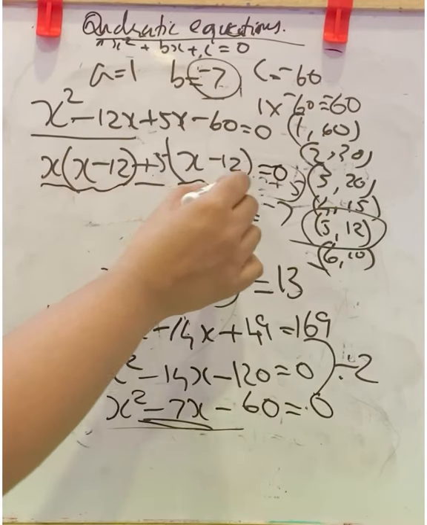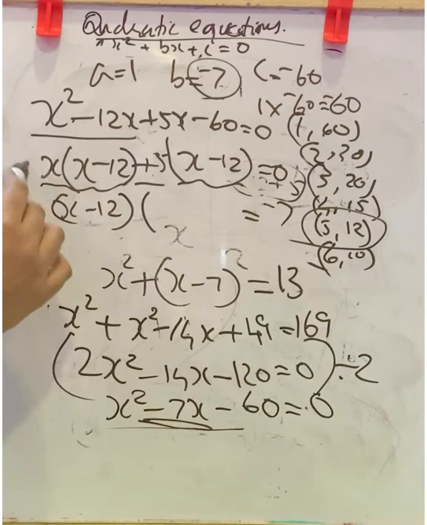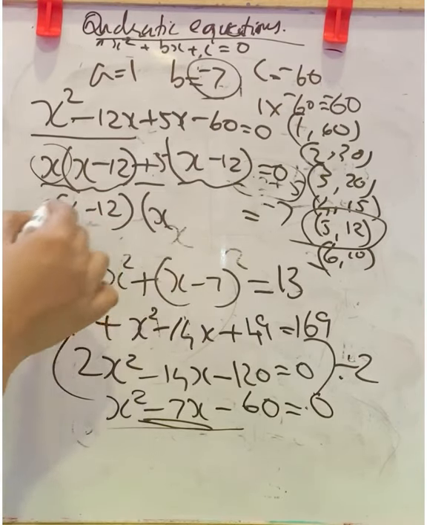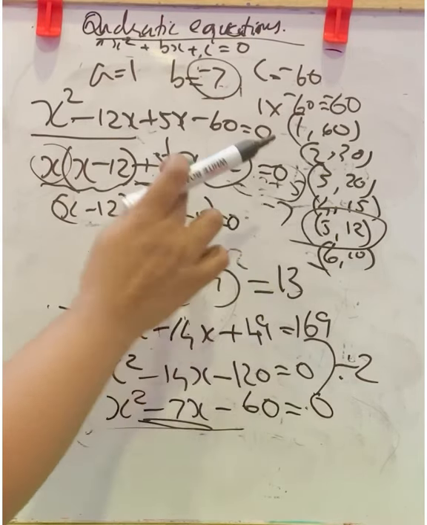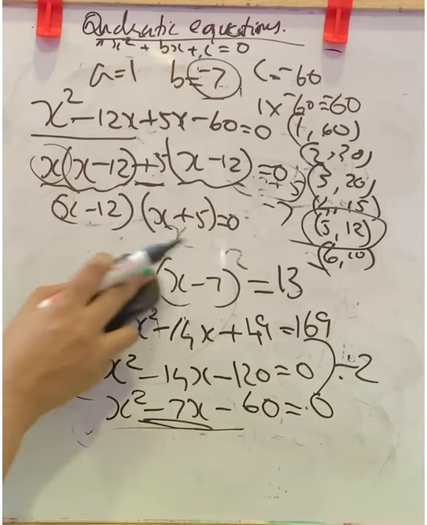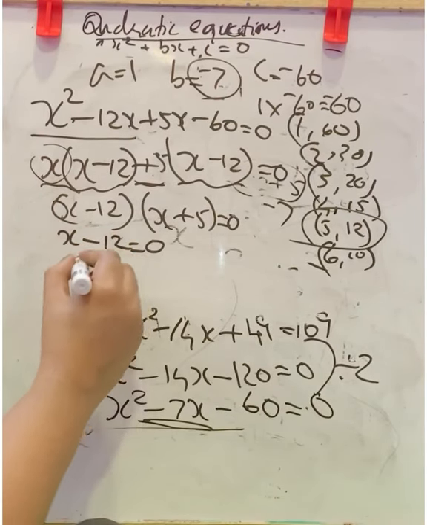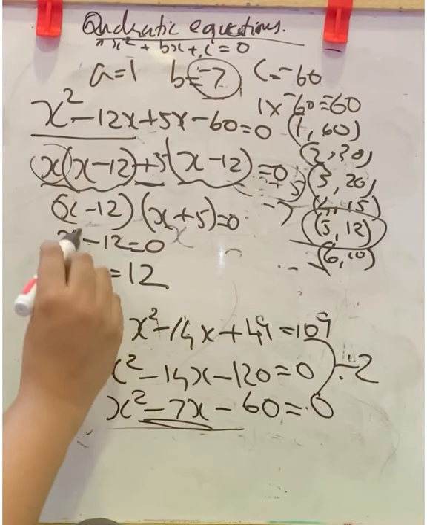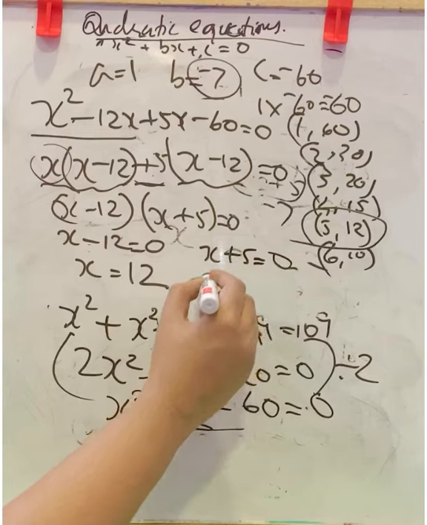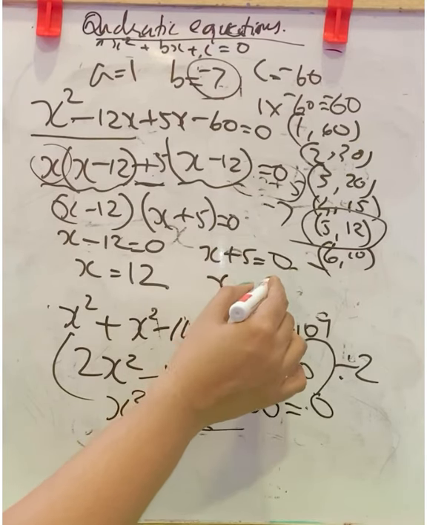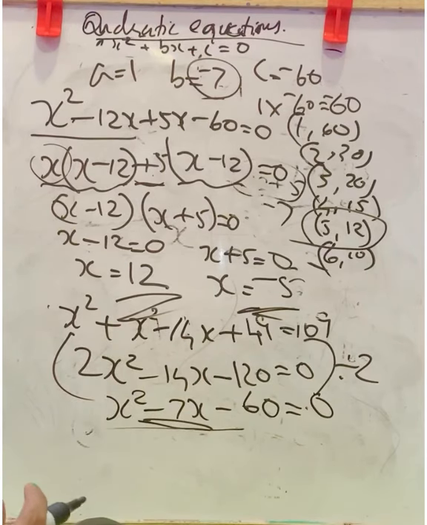Now here the bracket is common, so x minus 12 into, from the other bracket taken, left will be x. Here the bracket is taken, the balance is plus 5 equal to 0. Now equate each term to 0. x minus 12 equal to 0, then x is equal to positive 12, with 12 taken to RHS. Now x plus 5 equal to 0, x is equal to minus 5, with 5 taken to RHS. So the roots are 12 and negative 5.